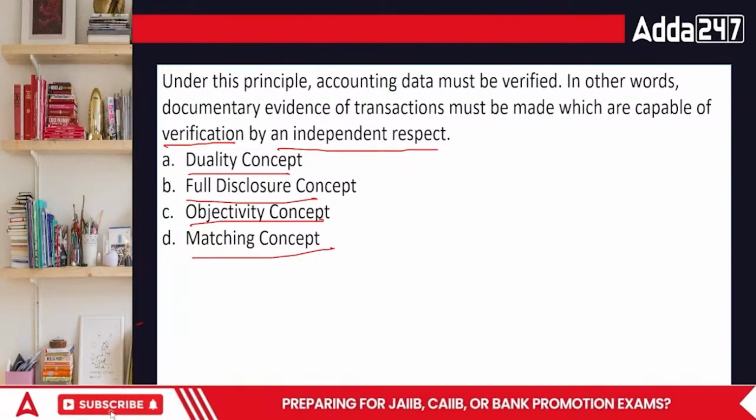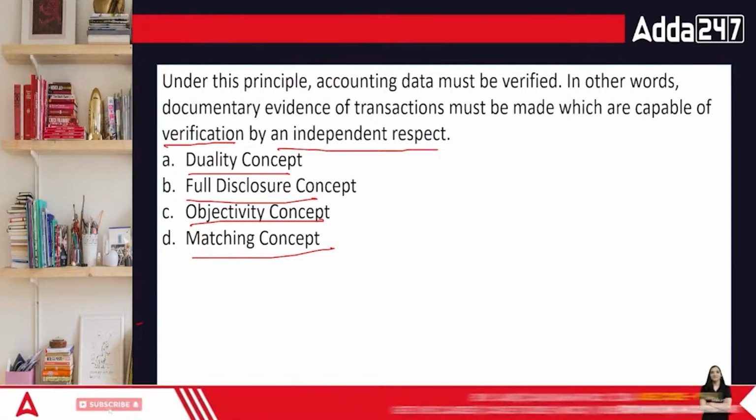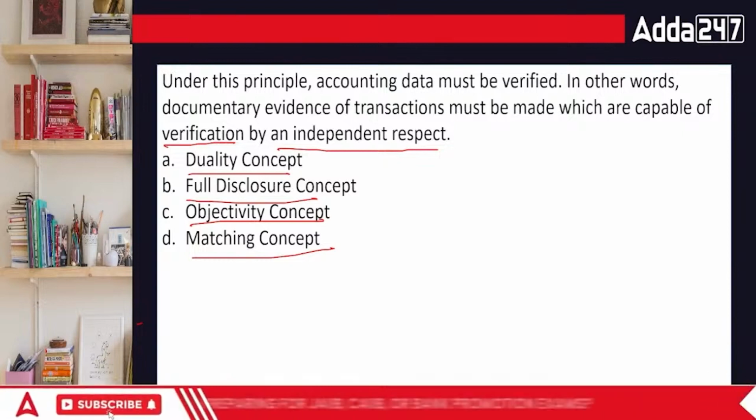Under this principle, the accounting data must be verified. You have to review it again. See, the point is, if you tell me that, ma'am, I think we have an expense of this much amount, I should be having a proof of that particular amount, no? Isn't it?